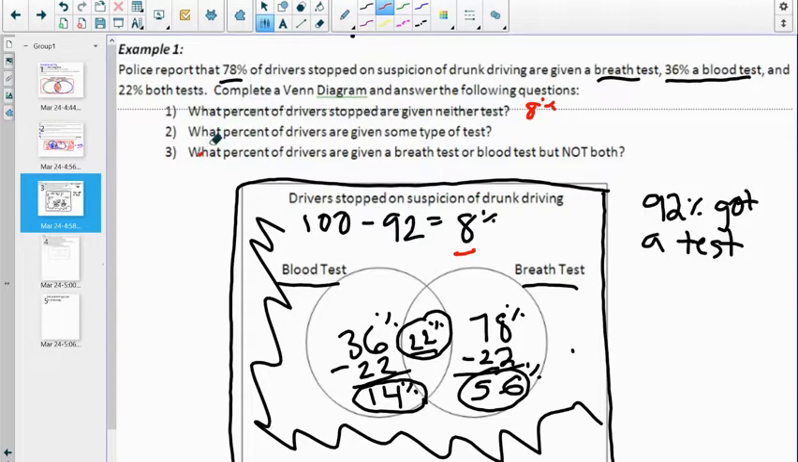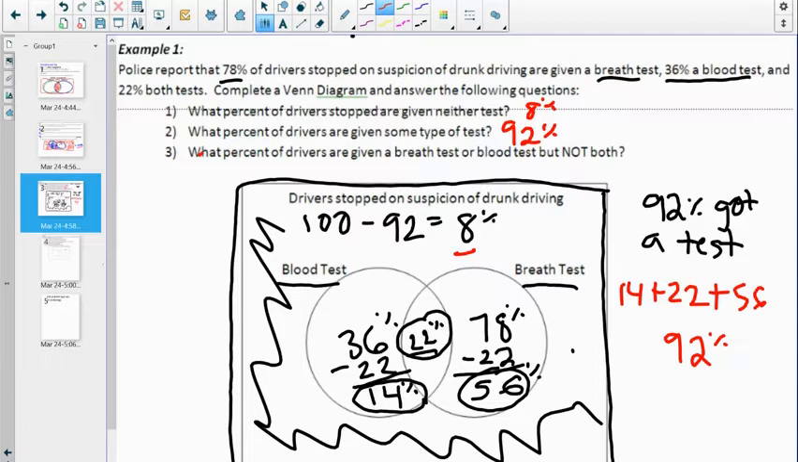Now, what percent of drivers are given some type of test? We know that 8% of people are not given a test. We know that 100% minus 8% would be 92%, or you can just add up that 14 plus 22 plus 56 to get you 92%. So we know 92% got a test.